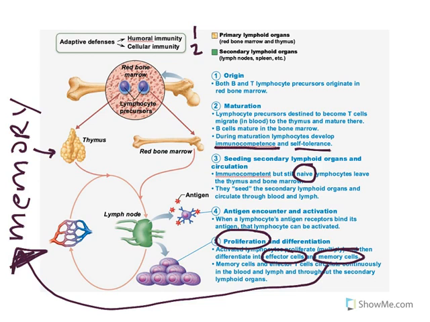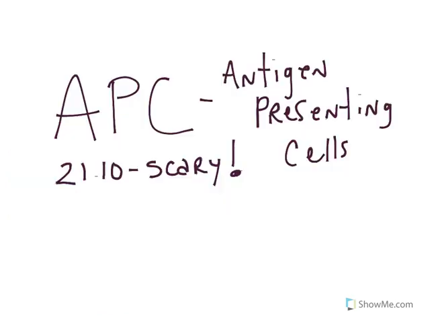Once they have their specific function, effector or memory, they can then circulate through the system and throughout the secondary lymphoid organs. If you want to take a look at an overview, table 21.4 in your text gives you a pretty good overview of what the differences are between the B and the T cells.